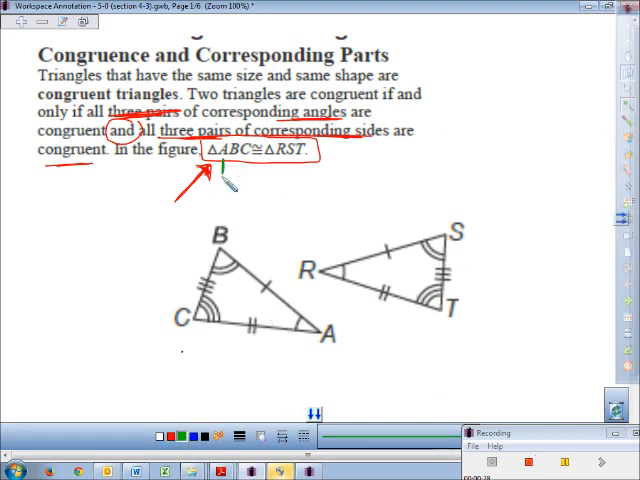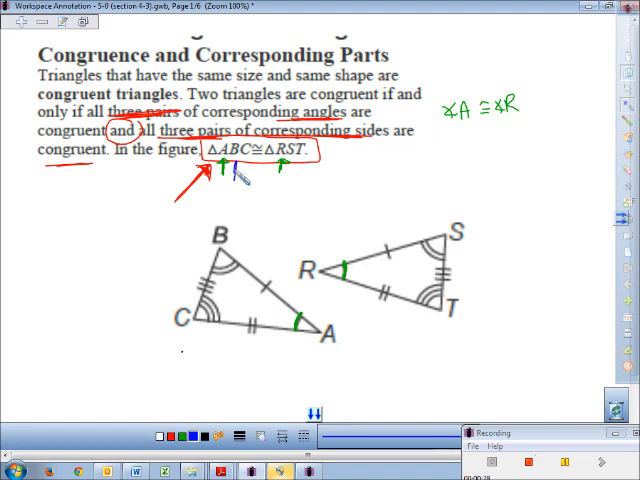Since A comes first in this congruent statement, it will correspond with what comes first in this triangle's statement right here also, which is R. We know that angle A will be congruent to angle R. And if you look in the picture, you can see that by way of the arc marks. Angle A has one arc mark in it, and angle R has one arc mark in it.